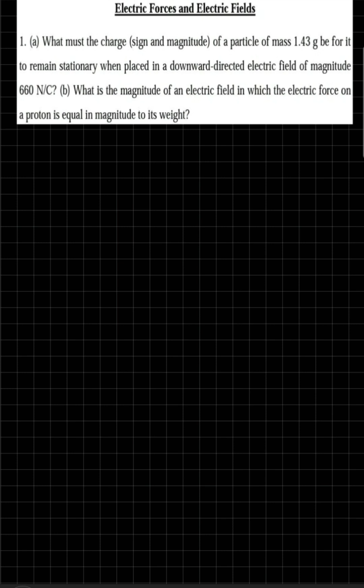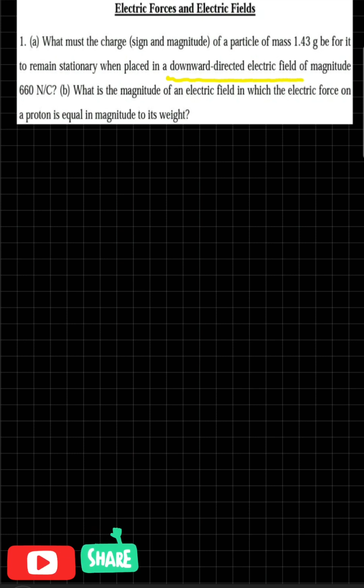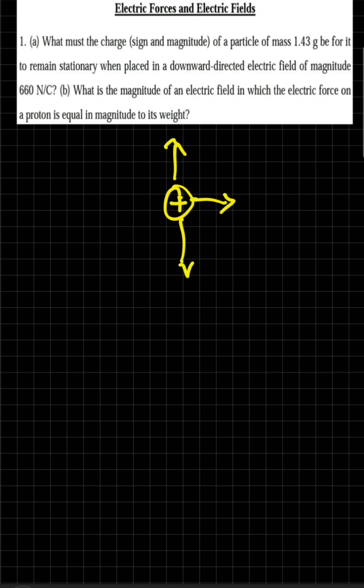So the easiest way to determine that is to understand that they said something very important in the question. They said the electric field is directed downward. And if you remember from our previous video, I taught you that for positive charges, the electric field projects outward. It goes outward from the charge. But for negative charges, the electric fields move inward towards them.